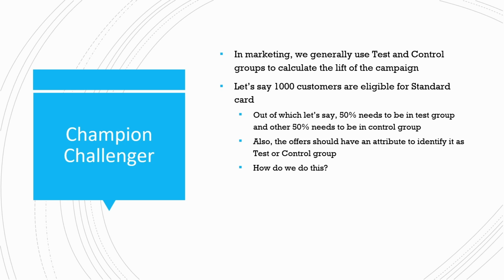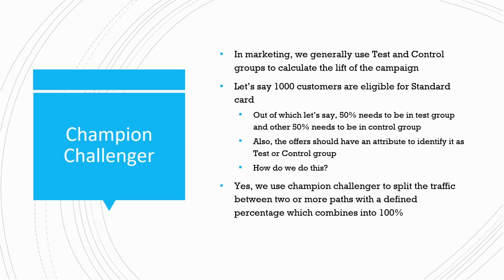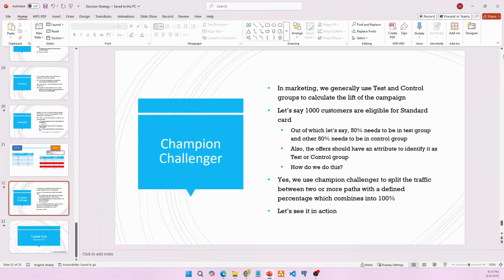How do we actually do this? See, there are 1,000 customers who were qualified. 50% of the customers should fall into the test group. The test group will only receive the offers, whereas the control group will not receive the offers. And for every offer, we have to identify whether the customer has fallen into the test group or control group. How do we actually do this? Yes, we use the champion challenger to split the traffic between two or more paths with a defined percentage, which combines into 100 percent. So let us actually see it in action.